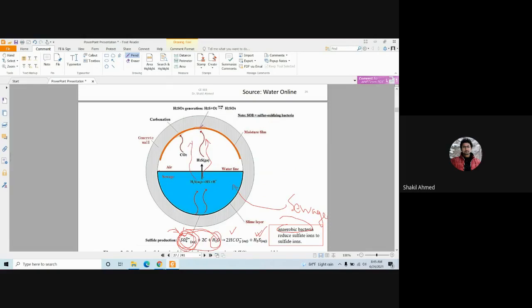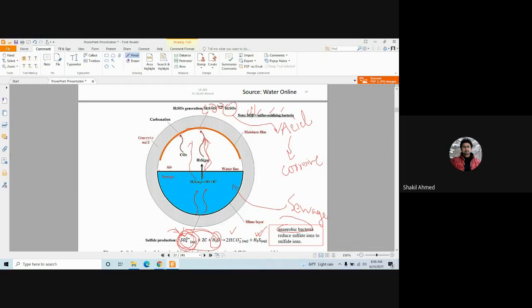This hydrogen sulfide gas travels upward and accumulates at the top of the sewer. Now there is oxygen, right? And there is another type of bacteria here, called sulfur oxidizing bacteria, SOB. In the presence of SOB and oxygen, this hydrogen sulfide produces H2SO4. H2SO4 is an acid, am I right? Sulfuric acid, sir. So this is corrosive. That means it corrodes material.